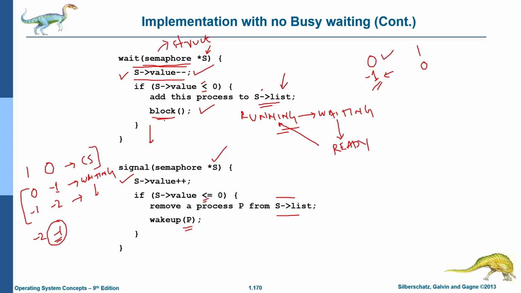Okay, are you able to understand what's going on here? Excuse me, sir. Yes. Can you please explain again the process of -2 to -1? Yes.